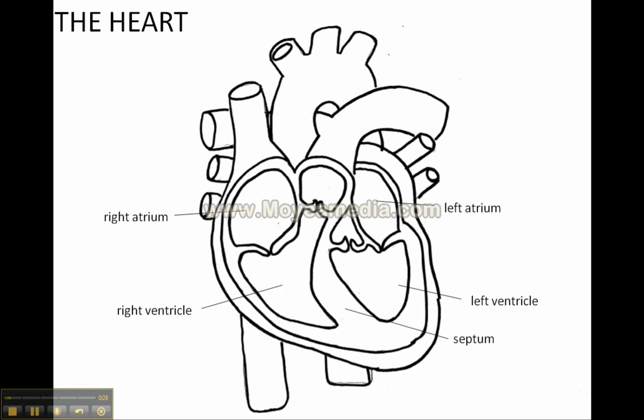The atria receive blood and pump it to the ventricles. The ventricles pump blood into 2 circuits: the pulmonary circuit and the systemic circuit.